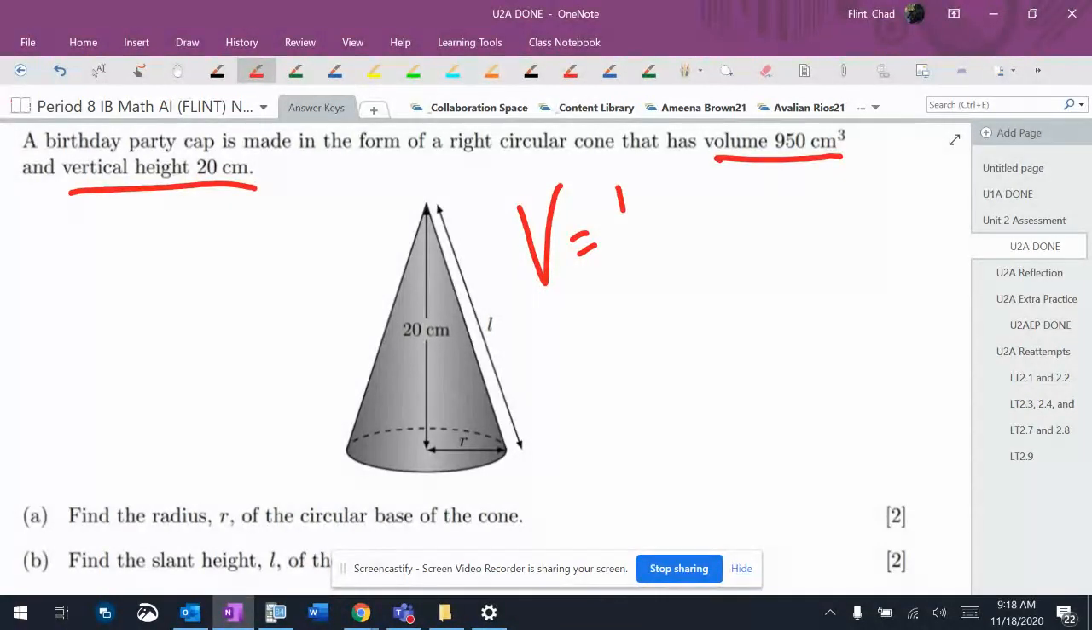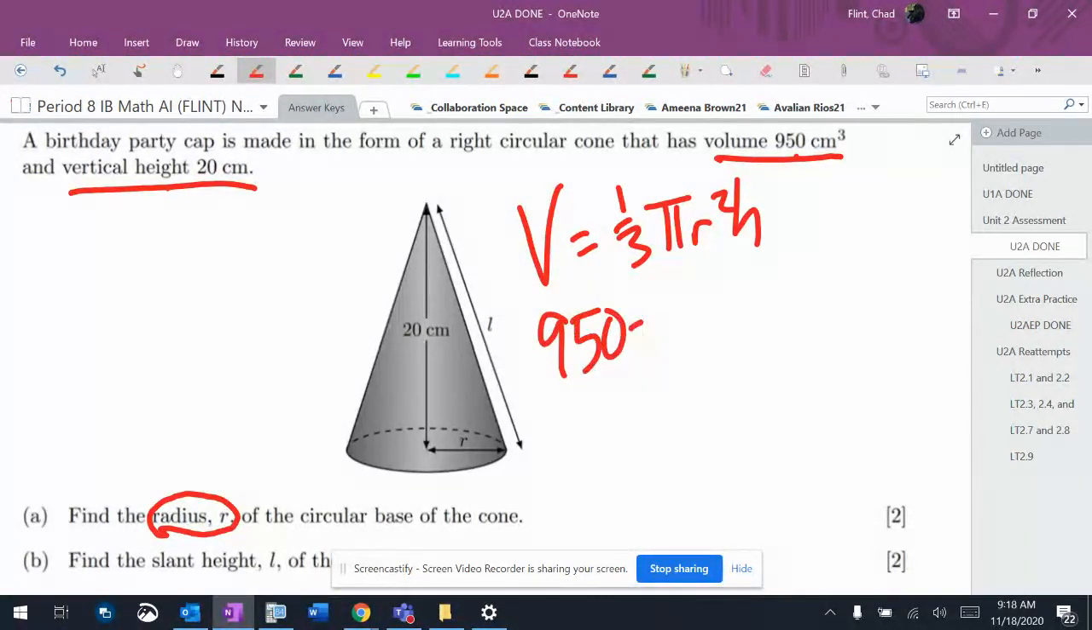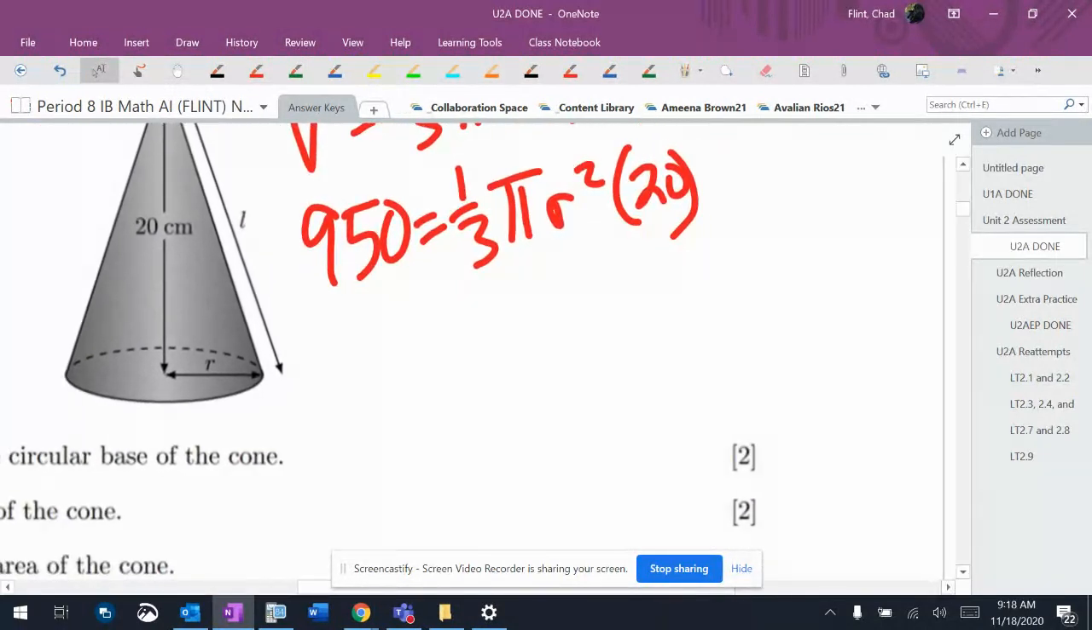If I look up the volume formula, it's going to be that right there for a cone. Okay, now it says find the radius. I know the volume, I know the height, I want the radius. So if I just put those numbers in, I get 950 equals 1/3 times pi, radius squared I don't know, and the height is 20. Since I know everything in this formula except the r, I'm able to solve for the r.